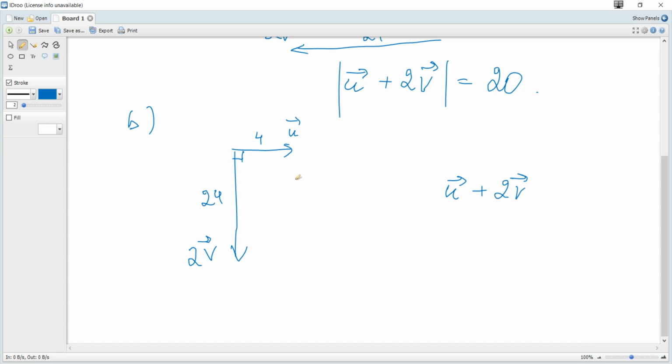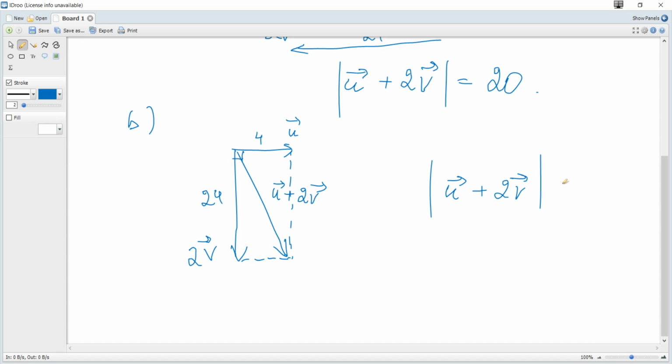And how to find a vector which is the sum of two vectors? We can see that we can apply what? Parallelogram rule for the sum. We draw a parallelogram and diagonal, it's a vector which is equal to u vector plus 2v vector. And since we need the magnitude of this vector, we can consider a triangle and just find the hypotenuse.